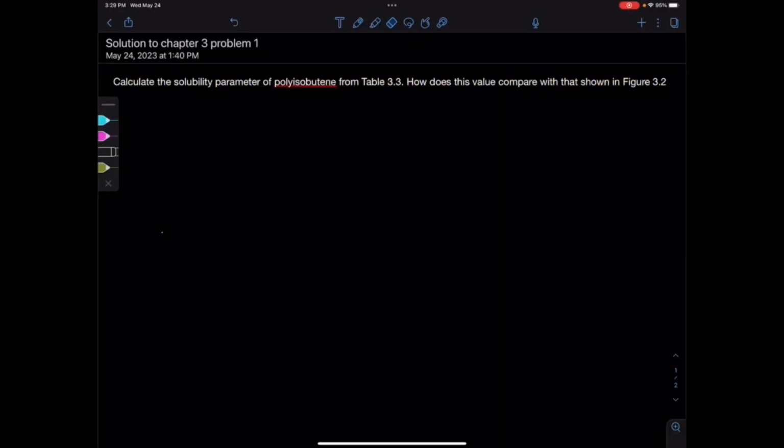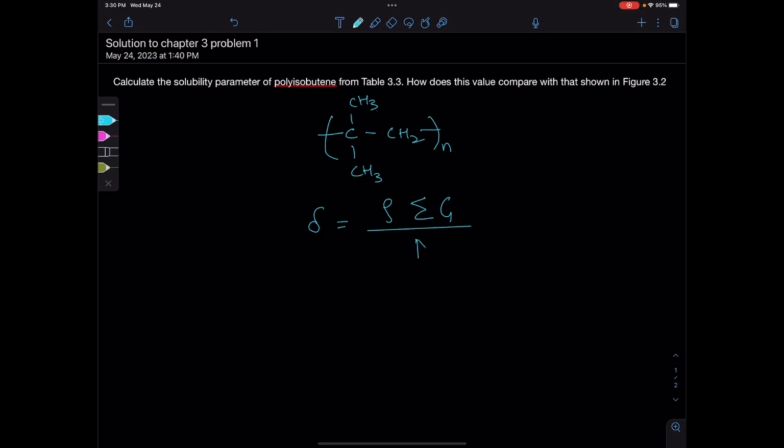Calculate the solubility parameter of polyisobutene from table 3.3. How does this value compare with that shown in figure 3.2? Polyisobutene has two CH3 groups, so this is polyisobutene. The solubility parameter formula is given as delta equals rho sigma G over M, where rho is the density, sigma G is the sum of the molar group attraction constants, and M is the molar mass.